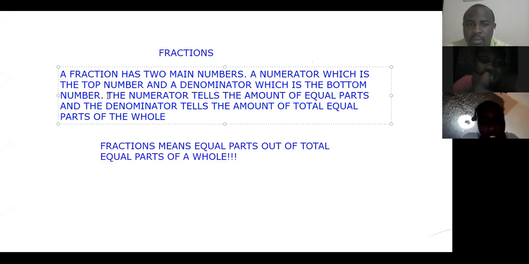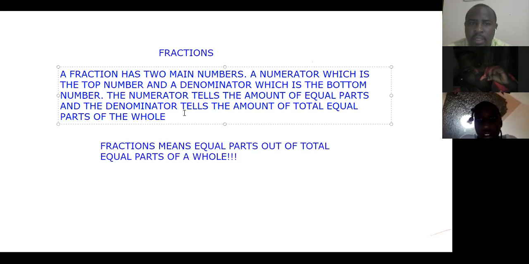A fraction has two main numbers: the numerator, which is the top number, and the denominator, which is the bottom number. The numerator tells the amount of equal parts, and the denominator tells the amount of total equal parts of the whole. Okay, great. Now, tell me what you think that means. The numerator tells us, say for example 2 at the top, how much is in the set, how much is there, sir.